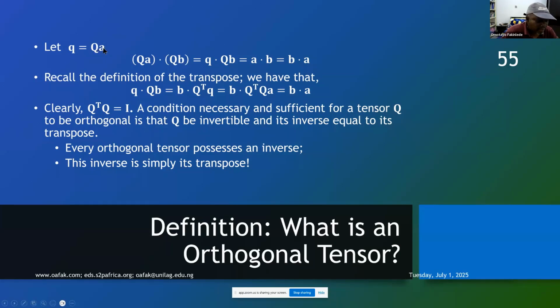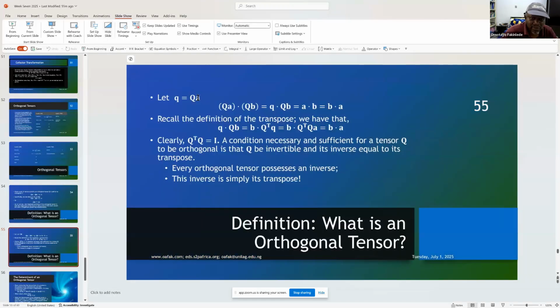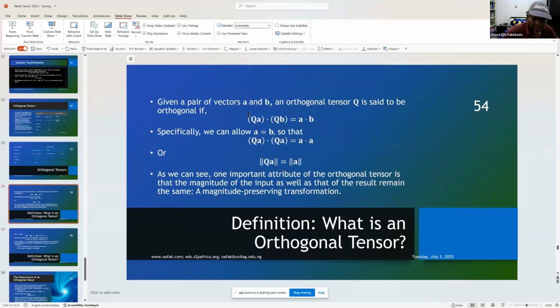So I think, let me see. I think there's something wrong there. So we are allowing Q to be QA and B, and let's see. I'm just trying to, from the current slide.